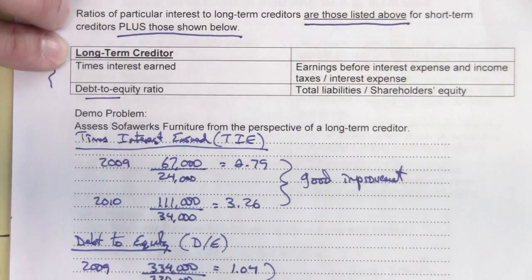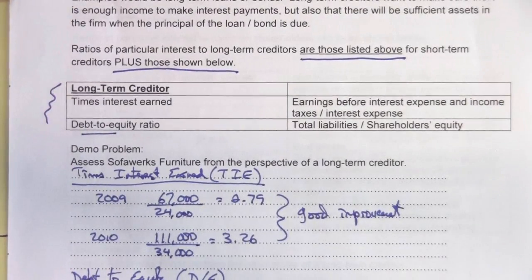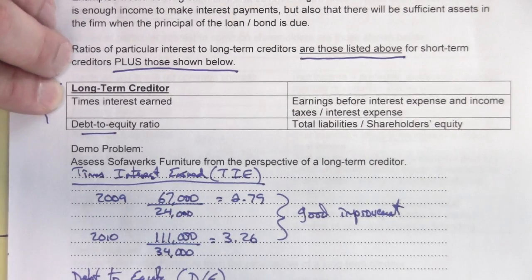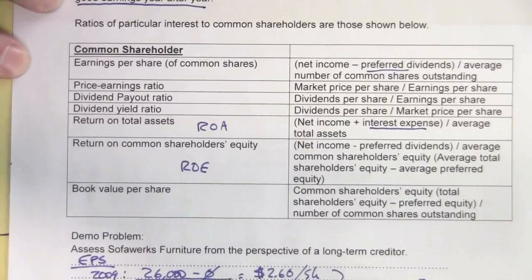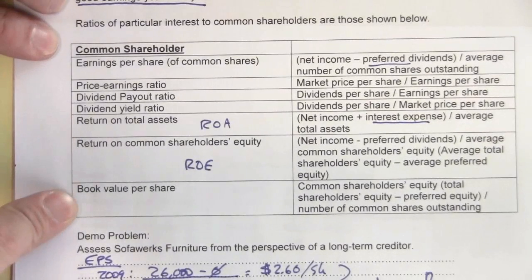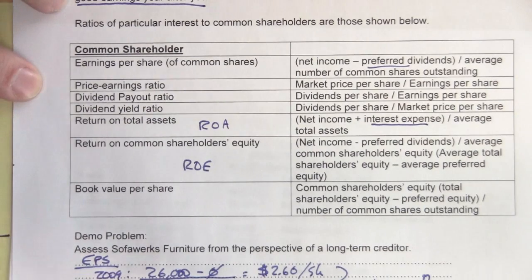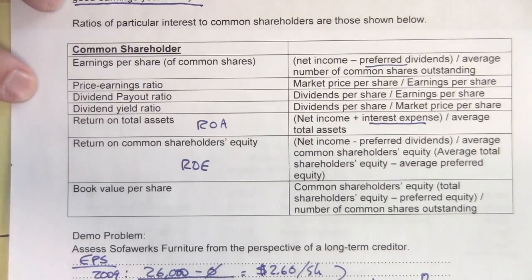If you go to page 11, you'll see two more that are of interest to long-term creditors. Now you've got to bear in mind, long-term creditors are going to be interested in the short-term ones, the six for the short-term plus these two here. So there would be 8 ratios of interest to a long-term creditor. And then the final perspective that we discussed was that of a common shareholder. I think there's 6 or 7 ratios here as well that are going to be of interest to a common shareholder.